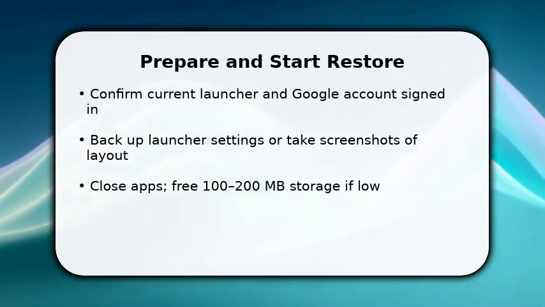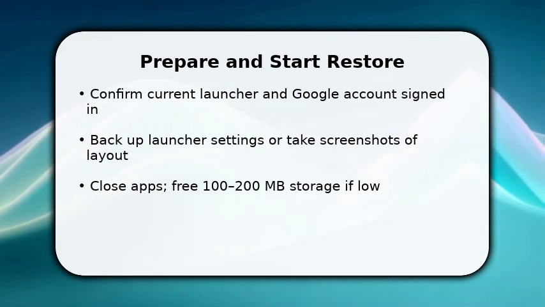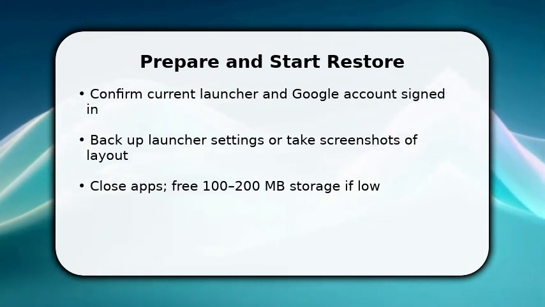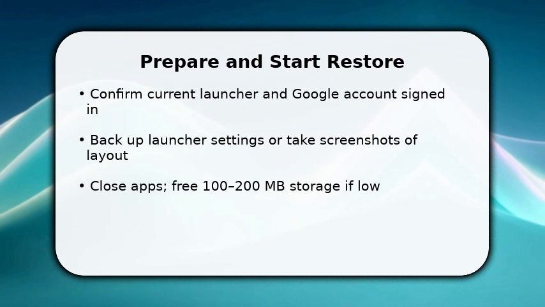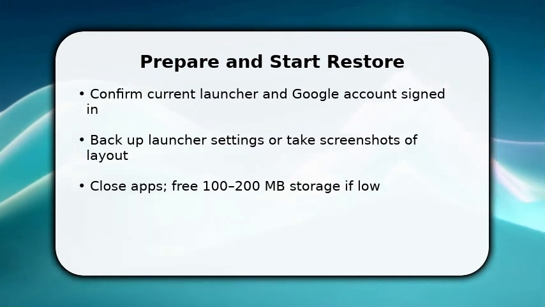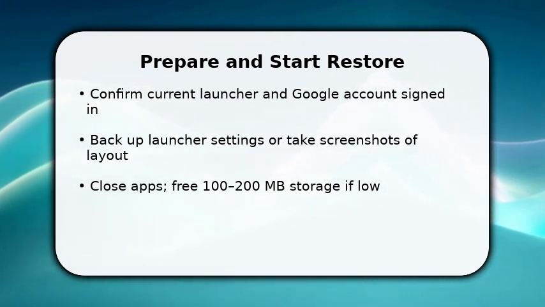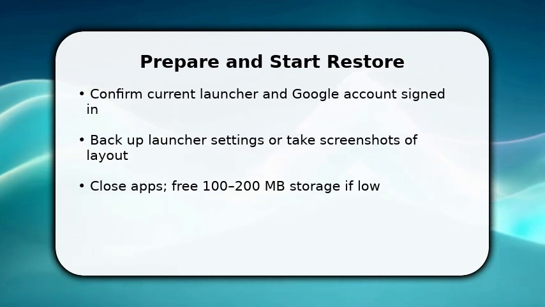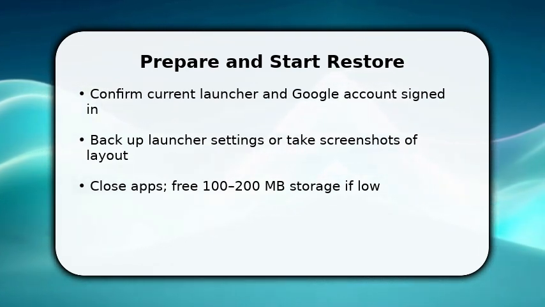Now go to Home, long press a blank area, and tap Home Settings or Widgets. That directly opens launcher controls. Make sure the desired launcher is installed. If not, install it from Play Store. These initial steps set a reliable starting point and prevent accidental loss of shortcuts or folders.